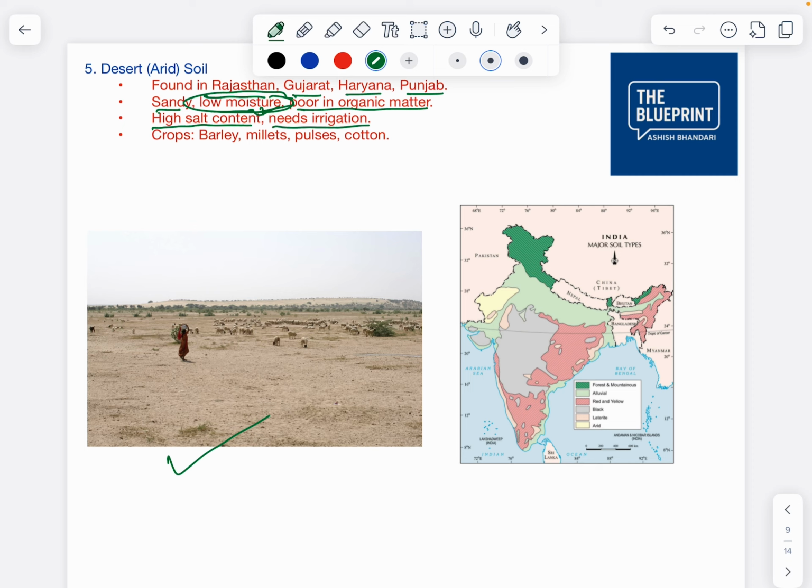And the crops grown here are barley, millets, pulses, and cotton. And we see millets because it is a climate friendly crop, right? It doesn't need much water to grow. That's why we are promoting millets in the dry regions nowadays. And you can see the marking, the arid soil is in this region. Okay.